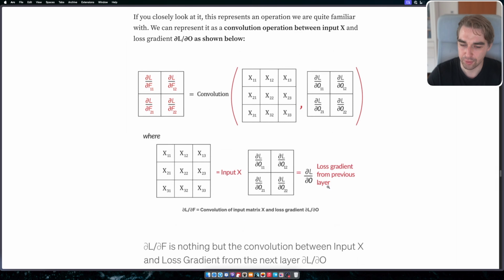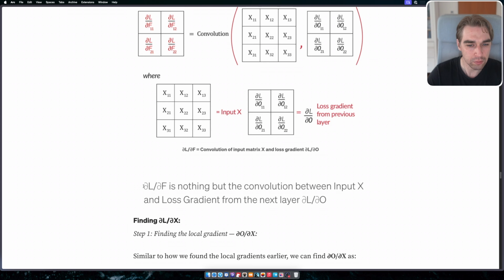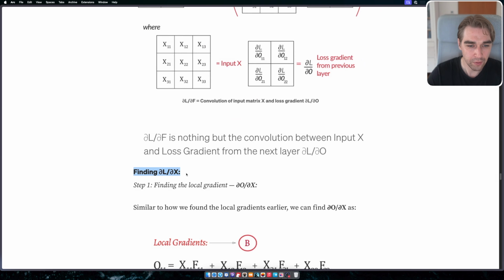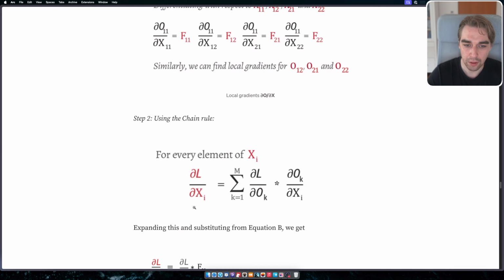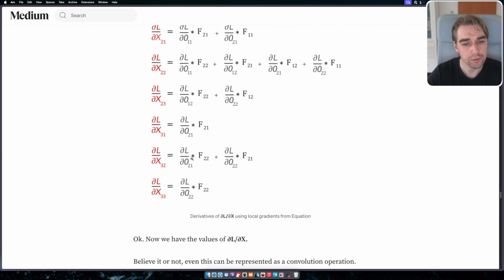Yes, the loss gradient from the previous layer, this one. So the loss gradient for the filter is nothing but the convolution between the input x and the loss gradient from the next layer.